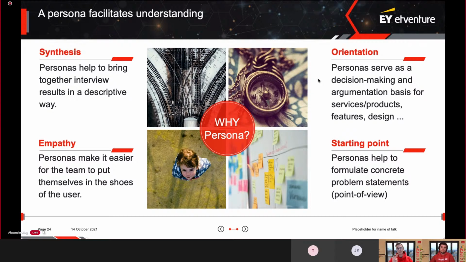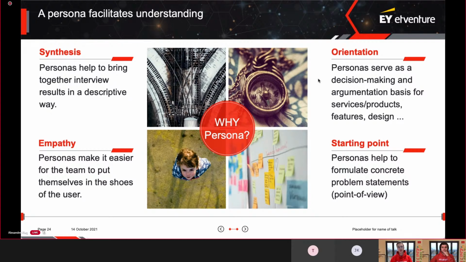The second point is they can really serve as an orientation for making decisions. And it can be really important also for investors to make decisions, because through personas, they can better understand who your target audience is going to be. The third point is personas can serve as a starting point.